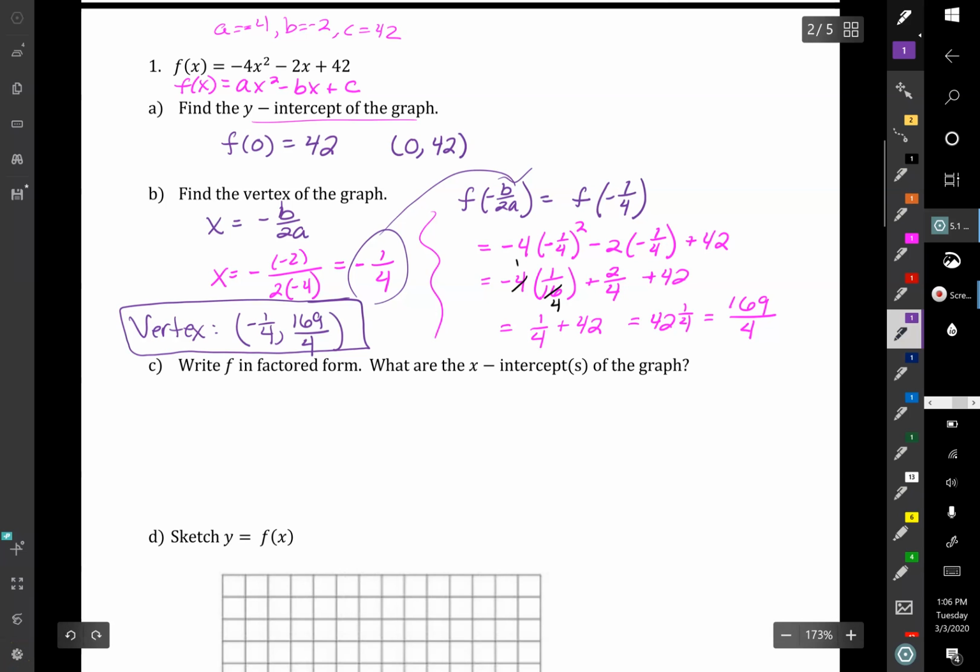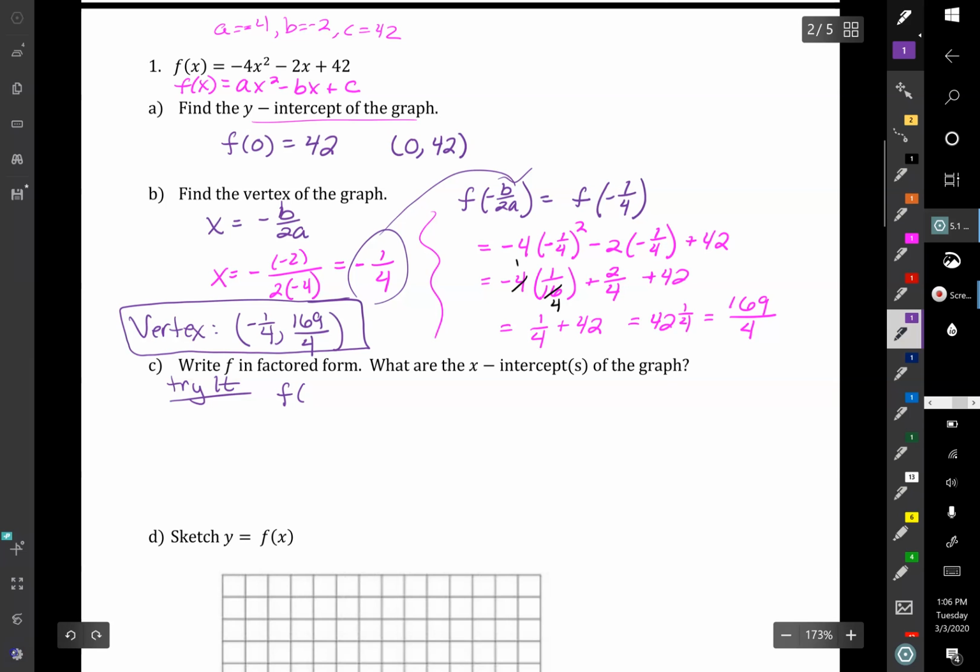Then we're going to go on to C: write f in factored form. What are the x-intercepts of the graph? This one is factorable. We don't need the quadratic formula. We could use it, or another technique, if it weren't readily factorable, but it is. It's good review for you because that's going to be on your final and you've had that skill down. So if you can work on that, do this as a try it on your own. You're going to just factor the function that's above there.